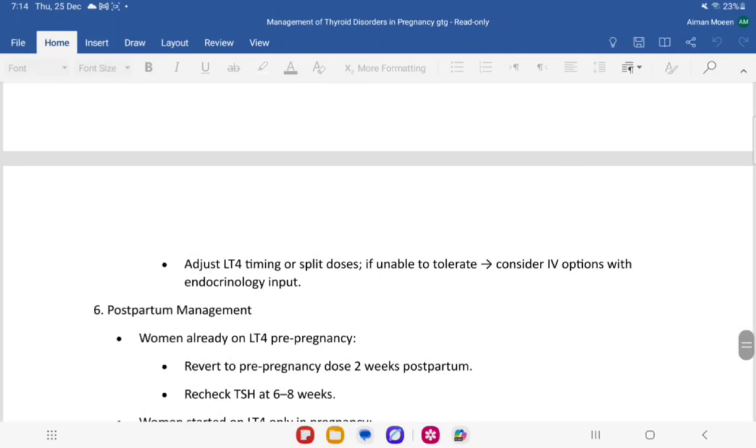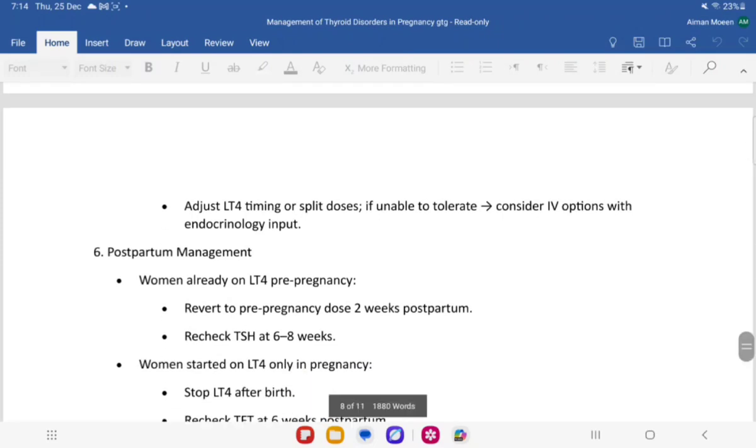If there is nausea and vomiting and the woman cannot take the levothyroxine, then we can adjust the timing or split the dose. If unable to tolerate, then consider an IV option with endocrinology input. This is a very important point.